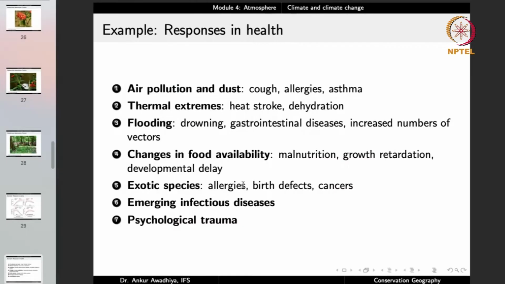It's not that every area will become dry or every area will become warm. We are observing changes that are happening. We are finding changes in food availability to different organisms, because of which a large number of our wildlife are now suffering from malnutrition, growth retardation, developmental delays. Exotic species are leading to allergies, birth defects, and cancers. We are finding new infectious diseases that are emerging, and a large number of animals also suffer from psychological trauma because of a large amount of malnutrition, diseases, and deaths. So climate change is actually showing itself in its effects on the wildlife. So it is impacting us, and it is also impacting the wildlife.